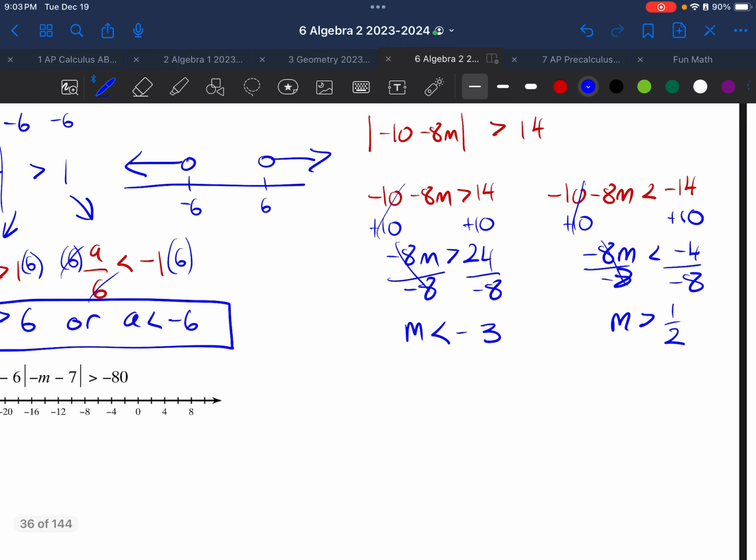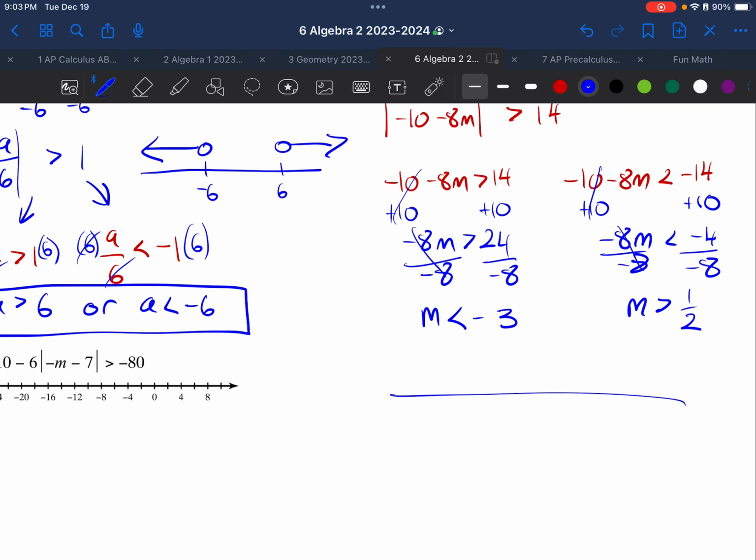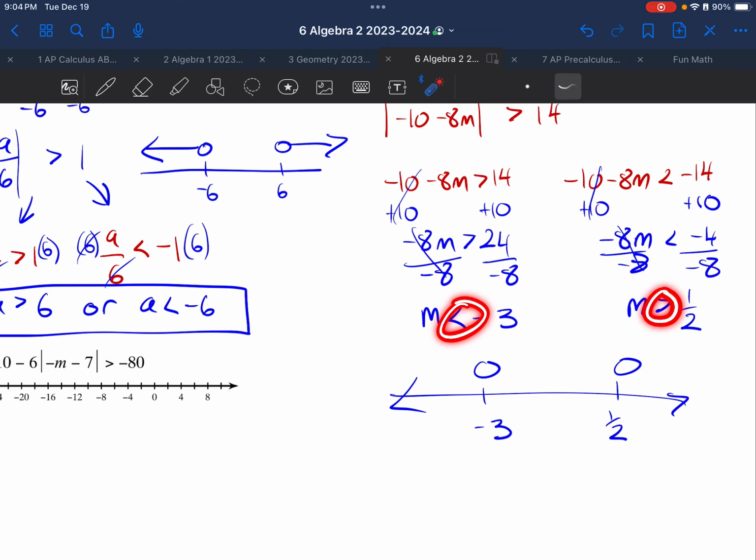So let's do an intermediate graph before we do our final graph, just in case we need to make some revisions. We have a negative 3 right here. We'll have a positive 1/2 right there. Open points at each of them because we cannot be equal to. We don't have the equal to sign. This is saying m is less than negative 3, so we're going to the left. And this is saying m is greater than 1/2, which means we're going to the right.